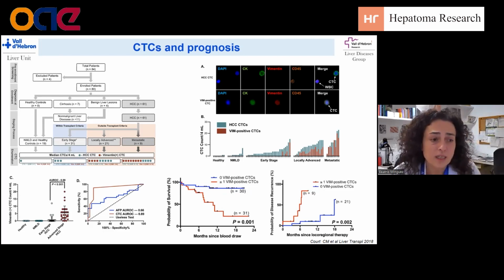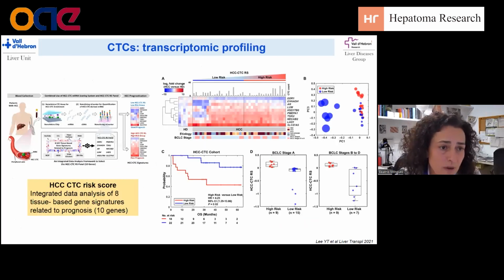The same group, a couple of years later, also addressed the issue of evaluating transcriptome profiling in CTCs. They were able to create what they call the HCC-CTC risk score, starting from the integrated data analysis of 8 tissue-based gene signatures that have been related to prognosis. They extracted this score with 10 genes, and they were able to examine its expression on CTCs.